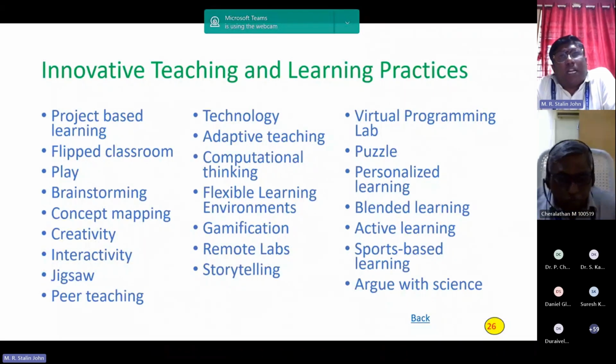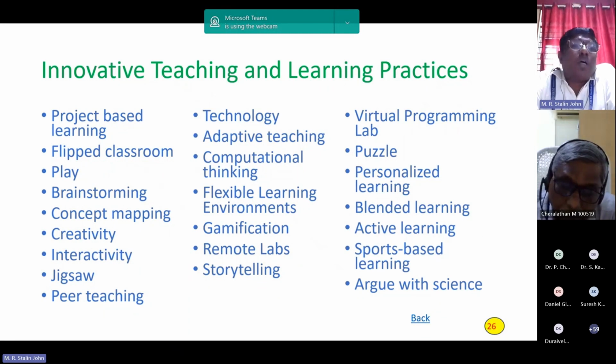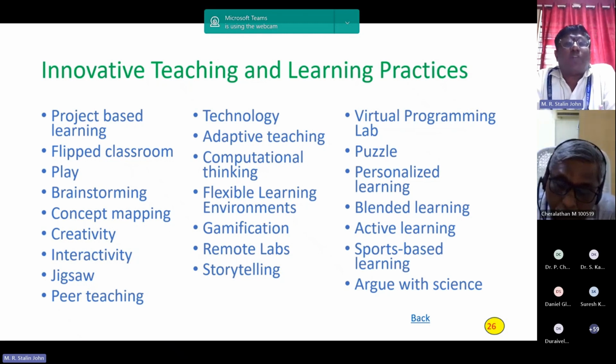Because in another two years we are going for an MBA. At that time, while you are collecting your feedback and other things, we have to prepare a report on innovative teaching and learning practices also. That time it will be very helpful for us. So whatever methodology you are following.